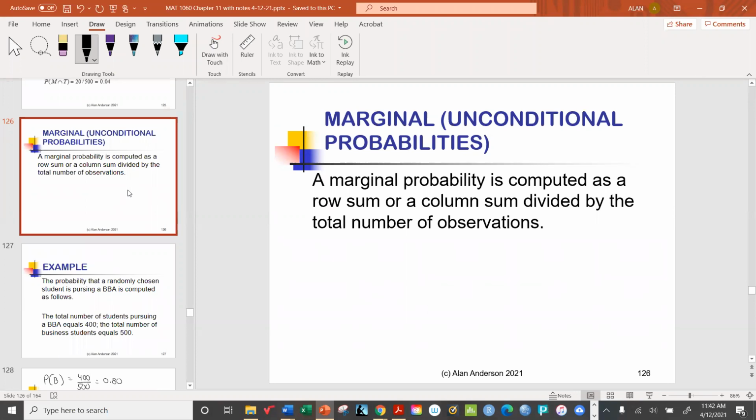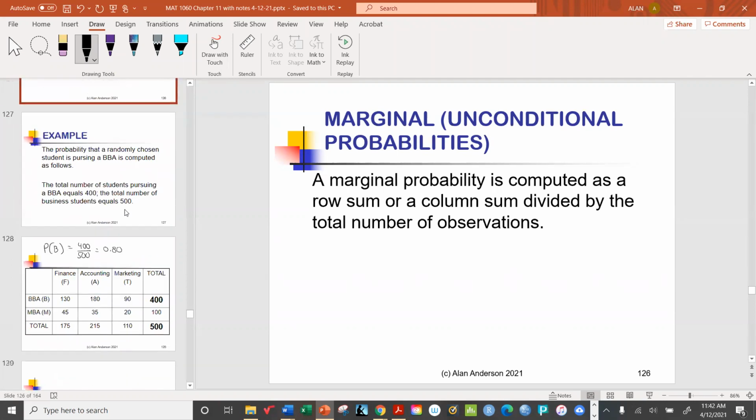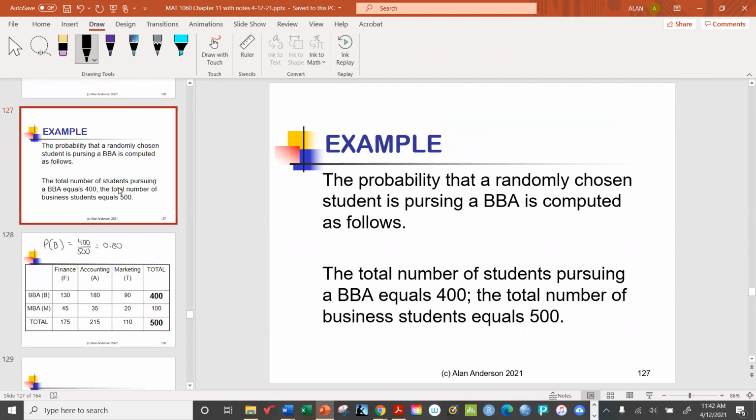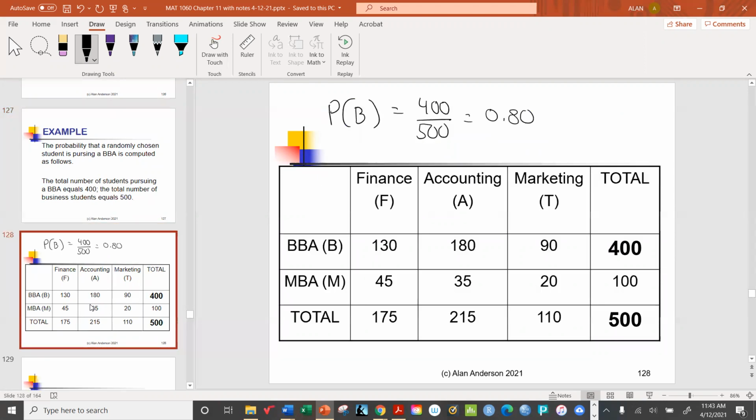All right, anyway, so now we're introducing marginal or unconditional probabilities. These are basically the totals. For example, what if I'm only interested in knowing if the student I picked at random is getting a bachelor's degree? I don't care about their major. I just want to know if they're getting a bachelor's degree or not. This is very different than what we've just been doing, because what I'm in effect doing is including everybody across this top row. The bachelor's degrees in finance, the bachelor's degree in accounting, and the bachelor's degree in marketing. It turns out they all add up to 400.